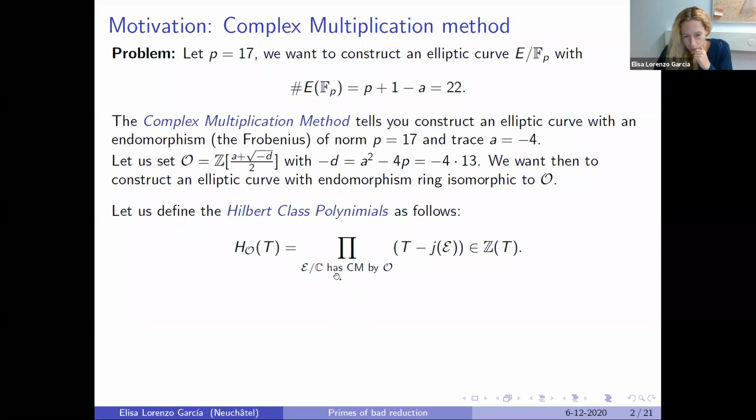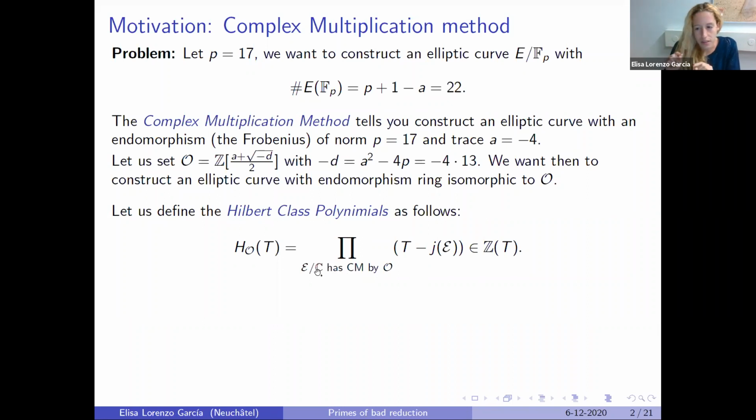So, different things. First, this polynomial I define with the elliptic curves defined over the complex numbers. So, which is the strategy? I compute this polynomial that a priori should have complex coefficients, but no, it's great. We have even integer coefficients. Oh, sorry, this is not a parenthesis.